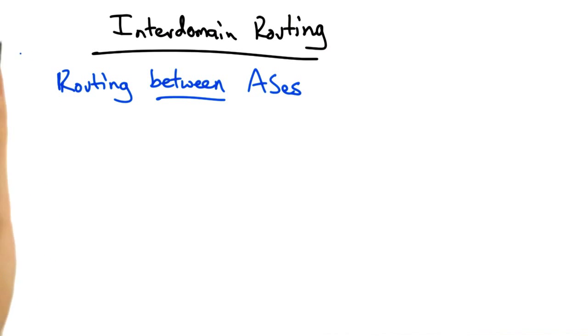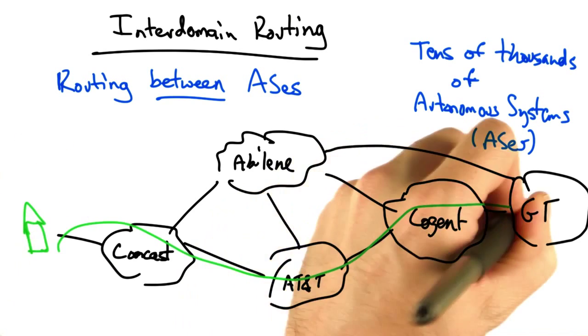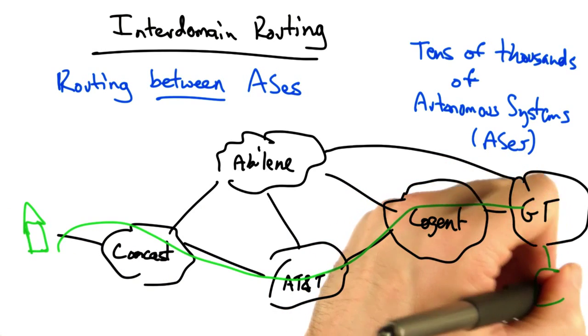We're now moving on to cover interdomain routing, or routing between ASs. Recall that internet routing consists of routing between tens of thousands of independently operated networks, or autonomous systems. Each of these networks operates in its own self-interest and has independent economic and performance objectives, and yet they must cooperate to provide global connectivity, so that when you're sitting at home, you can retrieve content that might be hosted at the Georgia Tech network.